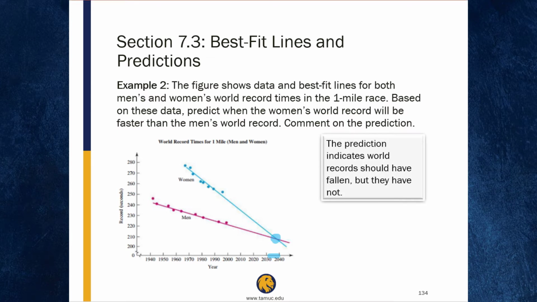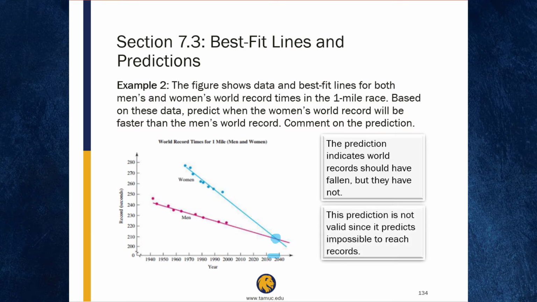This prediction would indicate that world records should continue to fall. However, looking at it, none of the world records have changed very much in several years. So the prediction is not really going to be valid because at some point the records are going to be harder and harder to improve upon, and at some point they may not really be able to improve upon them much more. So this prediction is not valid since it can predict impossibly hard to reach or impossible to reach records. So we can't really use the best fit line to make that prediction.